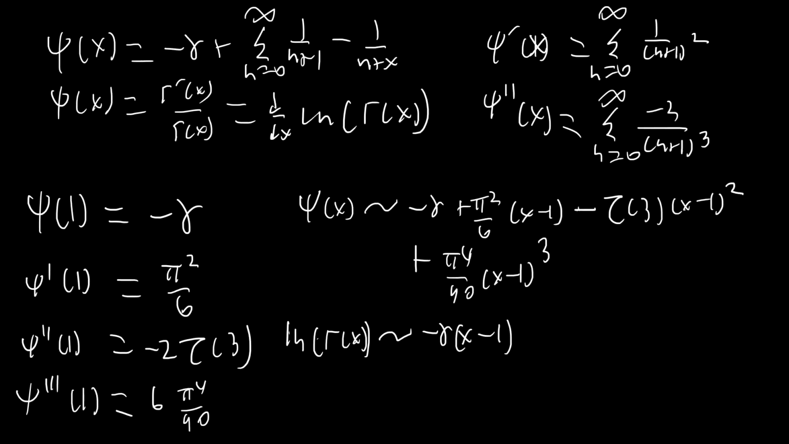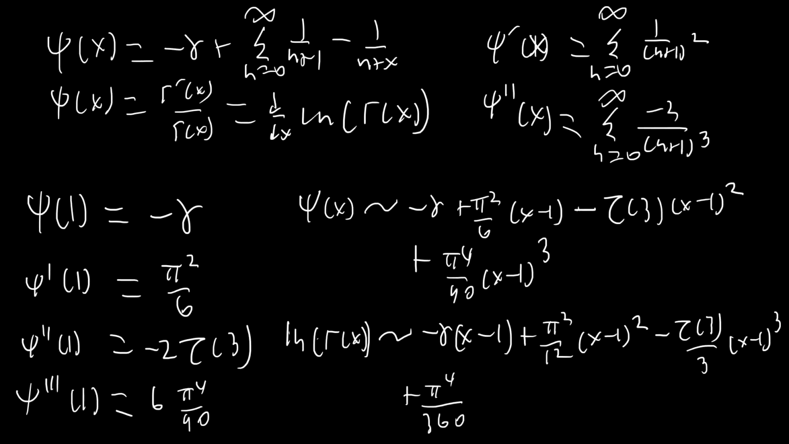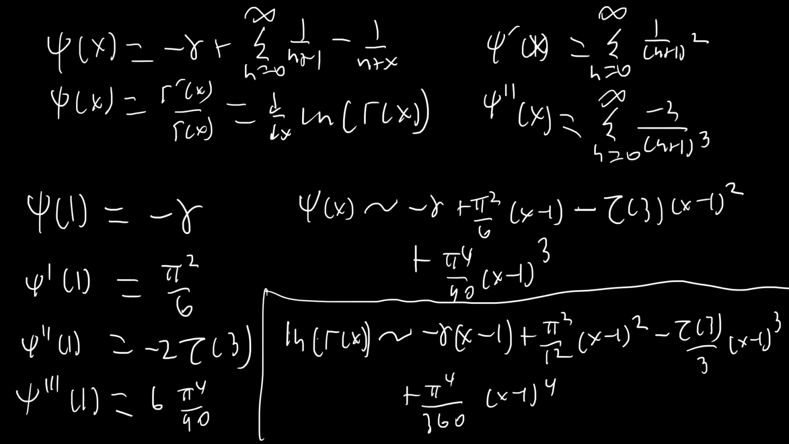Then we're going to add pi squared over 12 times (x minus 1) squared, minus zeta 3 over 3 times (x minus 1) cubed, plus pi to the 4th over 360 times (x minus 1) to the 4th power. And I'm just going to go ahead and write this as this. And in order to solve for gamma of x, you could just raise both sides to the e power. And we're going to take a look at how this approximation looks.